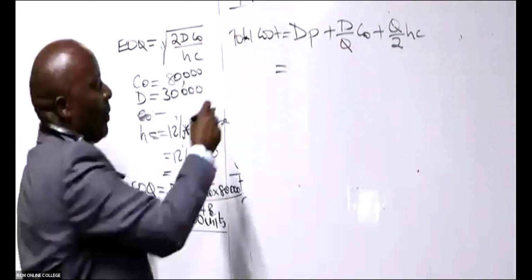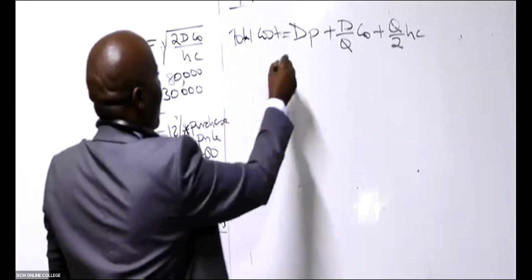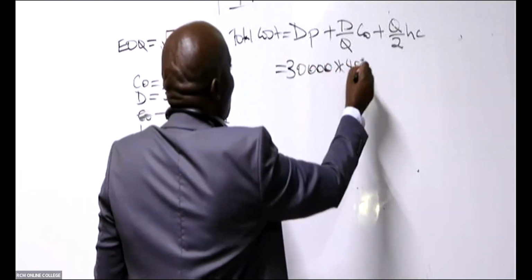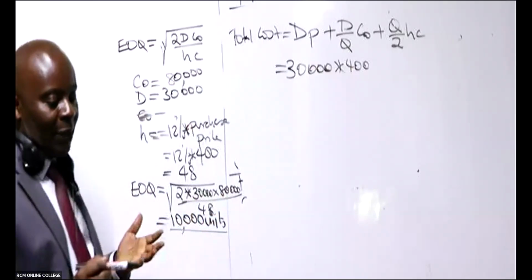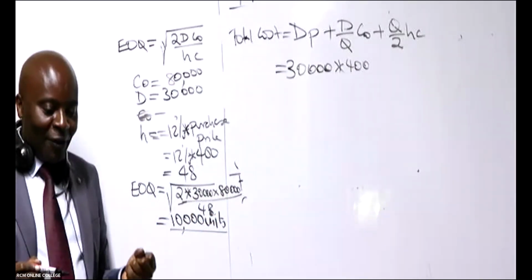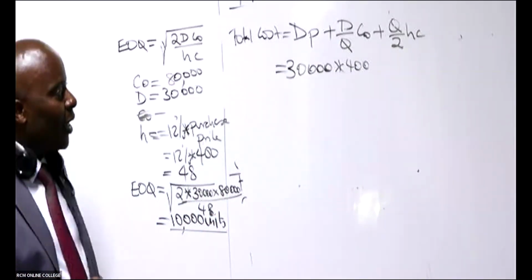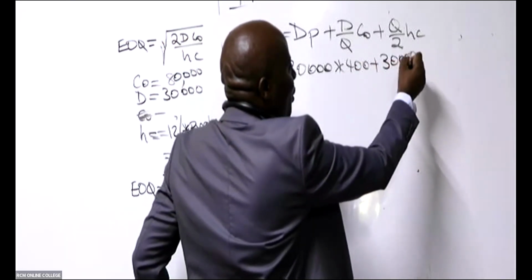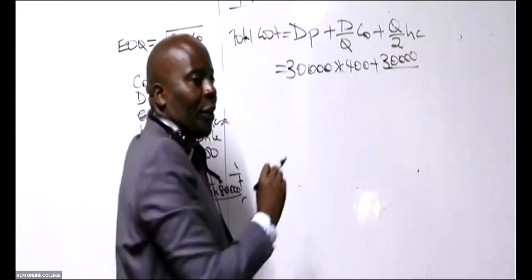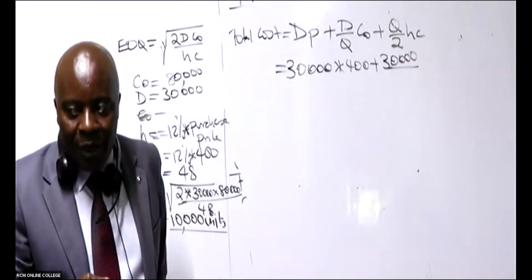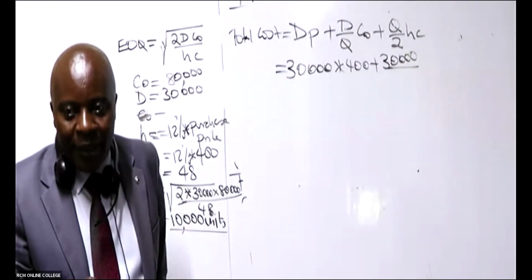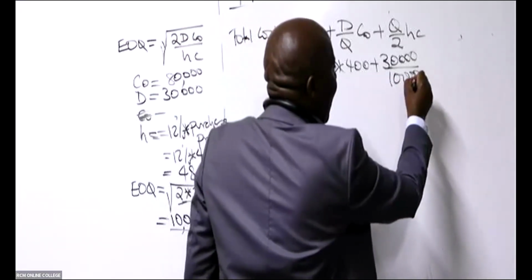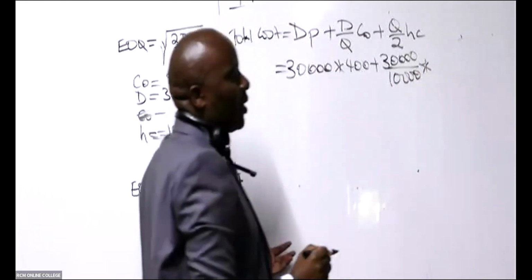Do we know the annual demand in this question? Yes, it is 30,000. The price per unit is 400. Plus the annual demand, again 30,000. Do we know the quantity now, the Q? Q is 10,000. So Q is 10,000 multiplied by cost per order.